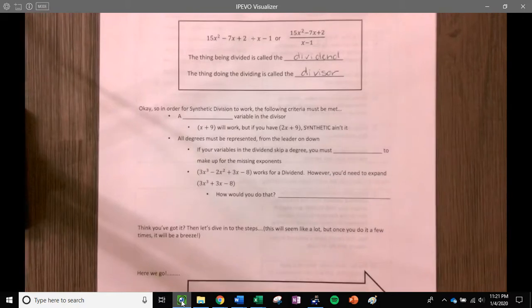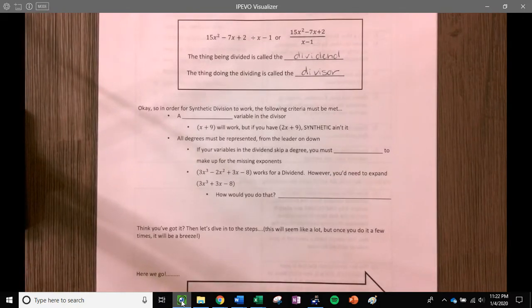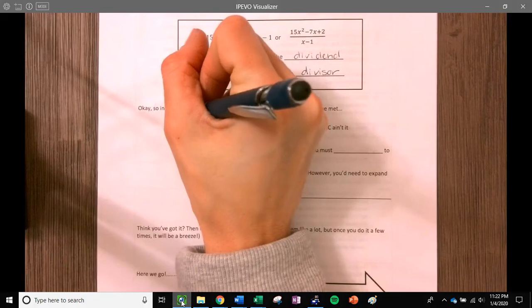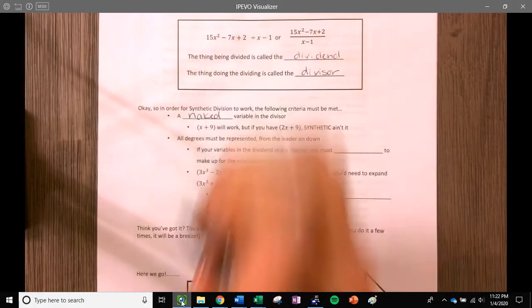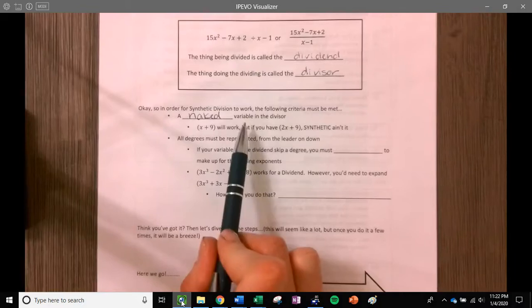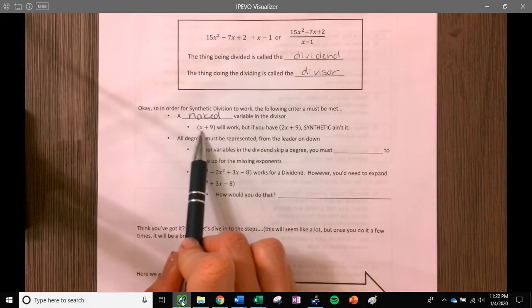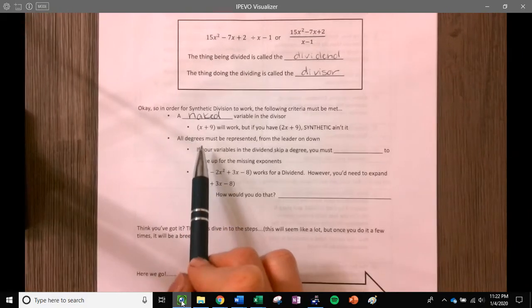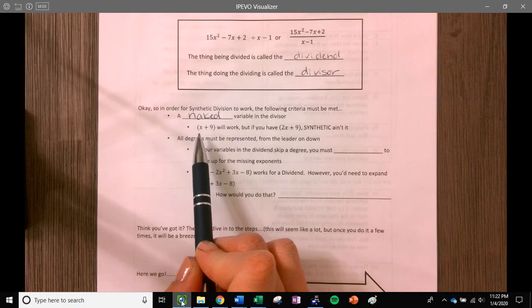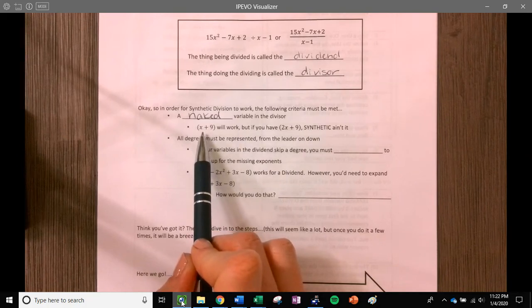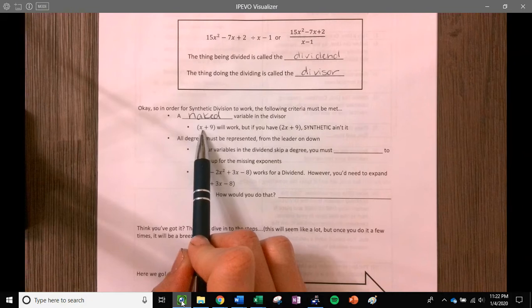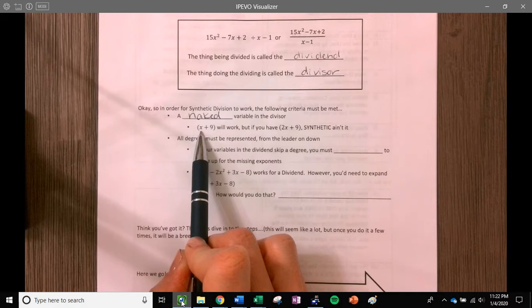In order for synthetic to work, you've got a couple criteria that need to be met. The first is kind of silly, but you will always remember it. It's what I like to call a naked variable in the divisor. Okay, what do I mean by a naked variable? I mean the variable has no coefficient. And we know in actuality there is a coefficient there, there's an invisible one. But if I'm reading the problem, I want to see just a variable here, a naked variable. Nothing attached to it. It's not wearing any clothes.